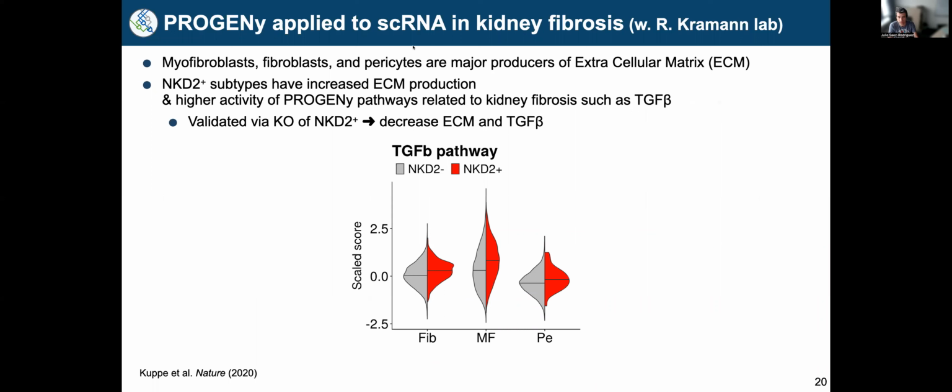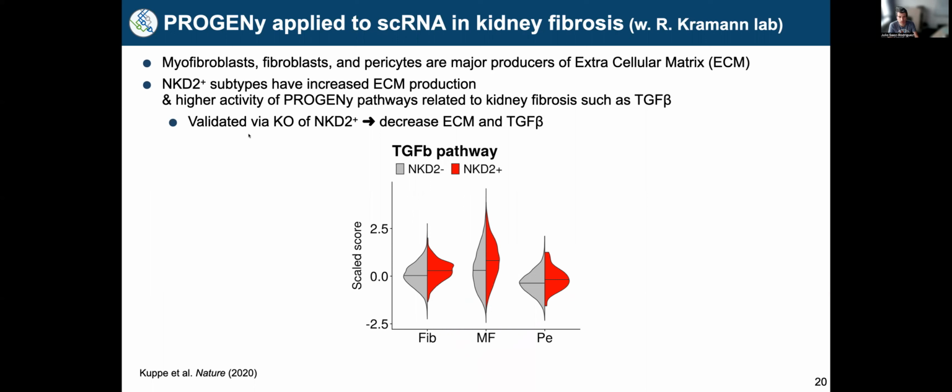So they were looking at using single cell RNA, and we use PROGENY, which is a method to estimate the activity of pathways, looking at the footprints. And they were in particular looking at different cell types, myofibroblasts, fibroblasts, and pericytes, because these are the major producers of extracellular matrix. And there was a particular subtype of interest with increased extracellular matrix production, these NKD2 positive cells.